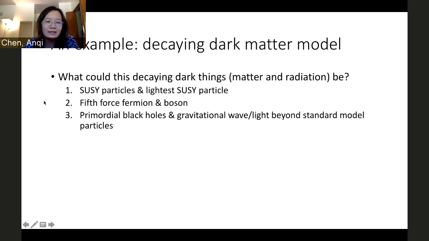And what could this decaying dark matter and radiation be? At least we want to find some physical motivation for this model, although it's a phenomenologically motivated model. It could be SUSY particles, the lightest SUSY particle, it could be fifth-force fermions and bosons, and it could even be primordial black holes.